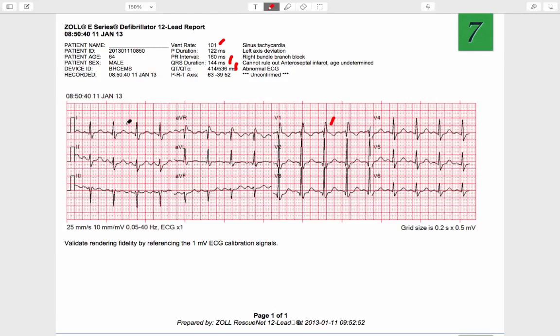And so now I need to look forward, and yes, we do have up in 1. I would call that down in 2, only, but just by a hair, and down in AVF. So we do have left axis, we do have right bundle, and this is the bifascicular block that we've been looking for.